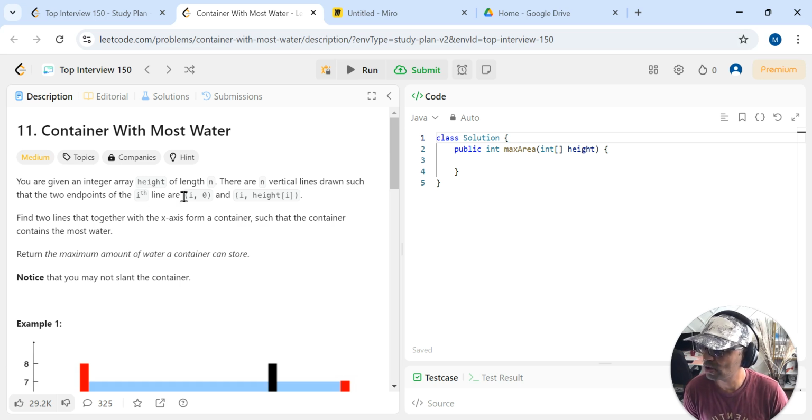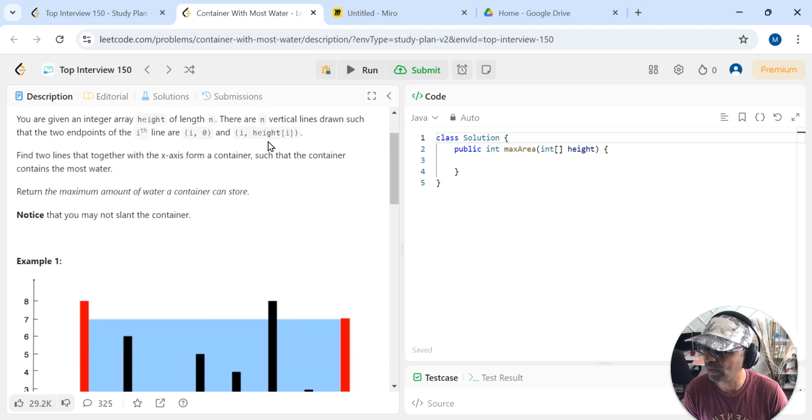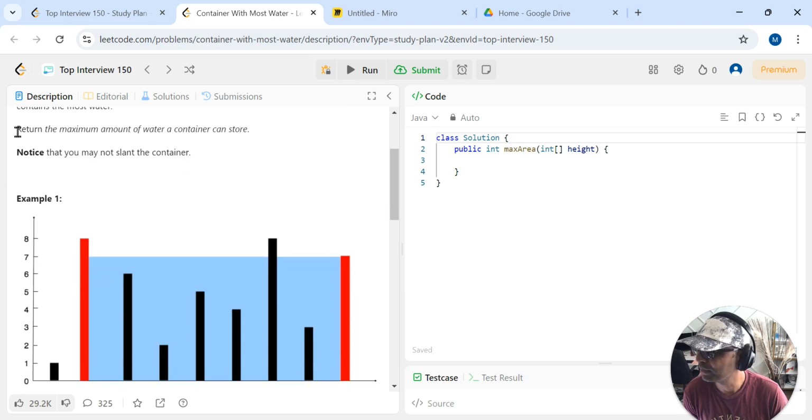You're given an integer array height of length n. There are n vertical lines drawn such that the two endpoints of the ith line are (i, 0) and (i, height[i]). Find two lines that together with the x-axis form a container, such that the container contains the most water. Return the maximum amount of water a container can store. Notice that you may not slant the container.